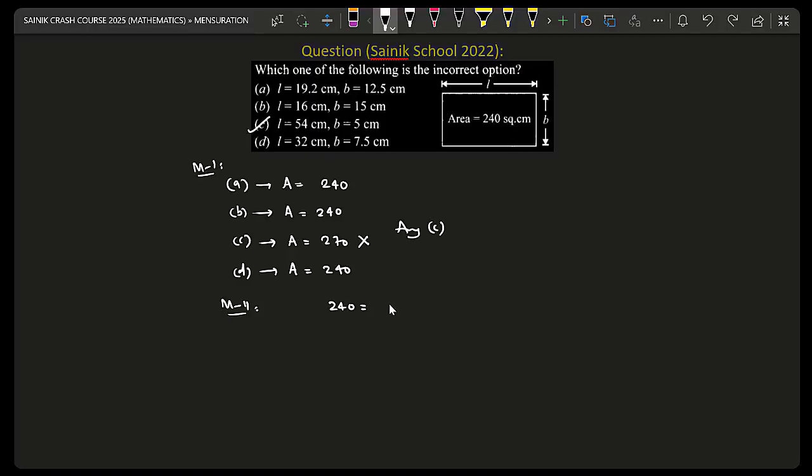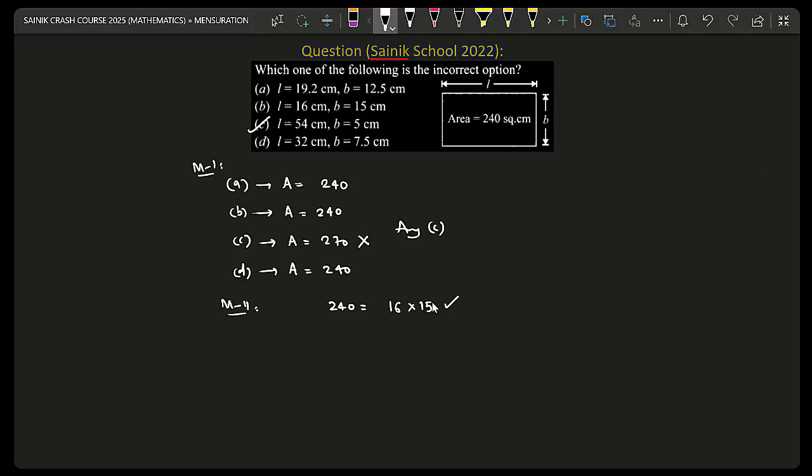15 ones are 15. 24 minus 15 is 9, and 90 gives 6. So it is 16. So 16 into 15 is going to be 240. So nothing I did, 240 I divided by 15, I got 16. So this gave me the correct answer, option B.